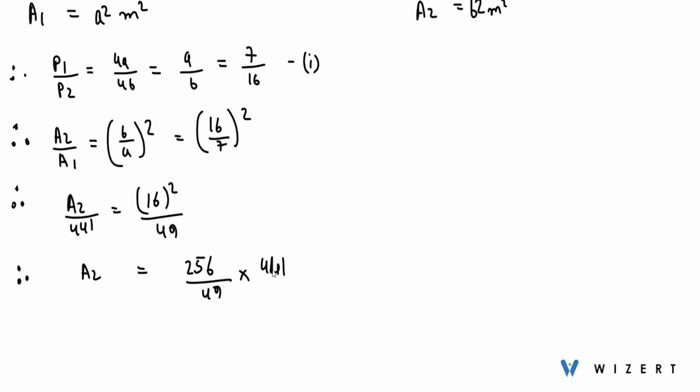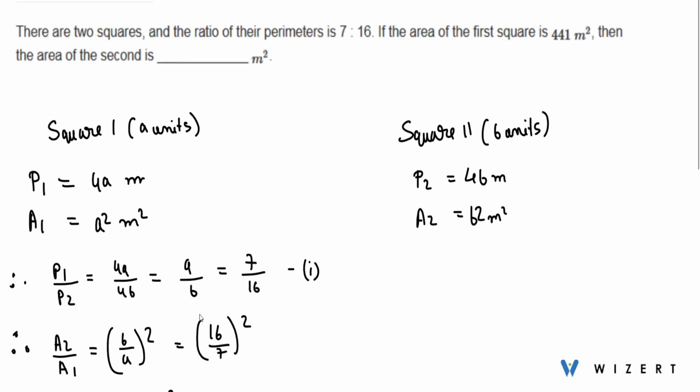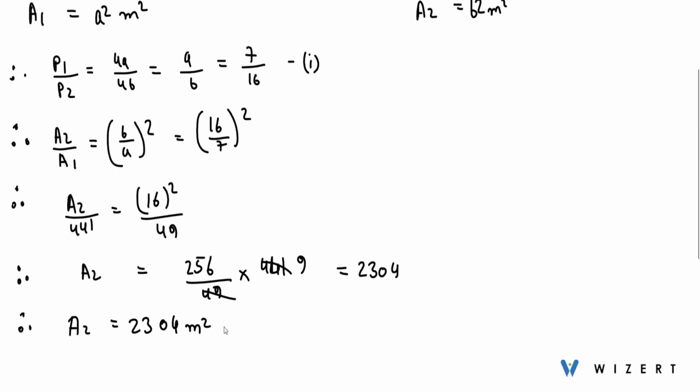So let's use the calculator in order to simplify this. So 49 will cancel out 441 and will produce 9, and 9 multiplied by 256 will give us 2304. Therefore the value of a2 will be equals 2304 meters square, right? So this will be our final required answer.